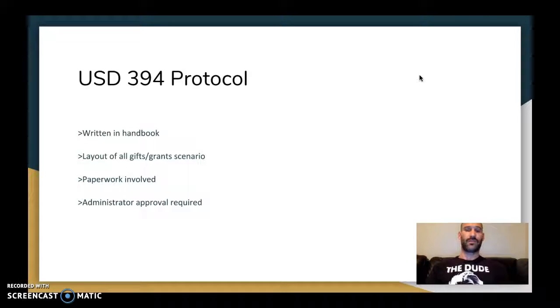Paperwork should be required and involved in all requests, purchases, and bookkeeping after the purchase. Administrator approval should be required for all purchases out of some sort of gift or grant fund.